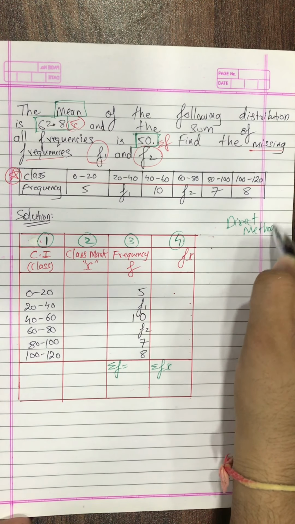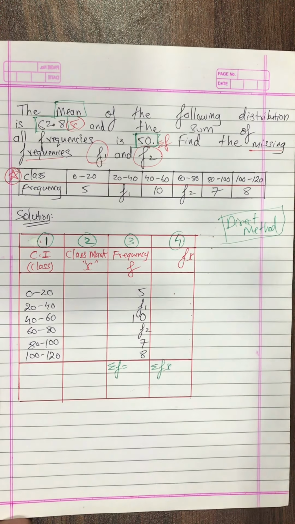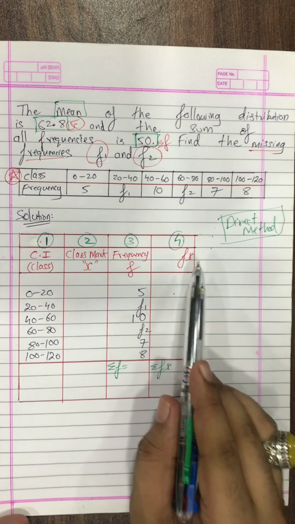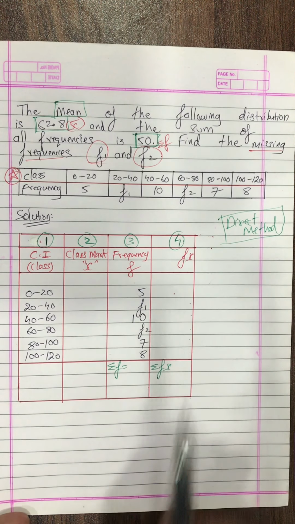Always go by the direct method in such type of scenarios. So I am doing the direct method. The formula is summation fx upon summation f, so the last column comes from the formula fx.